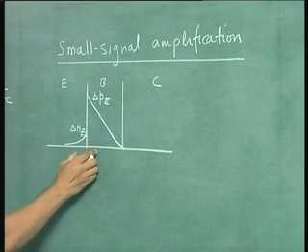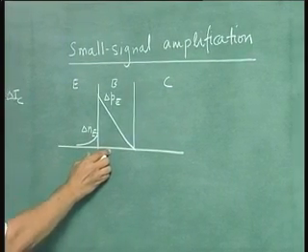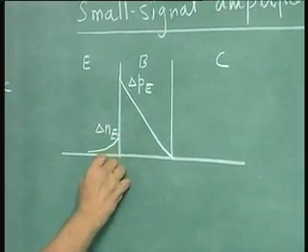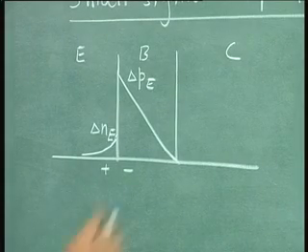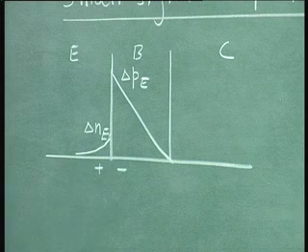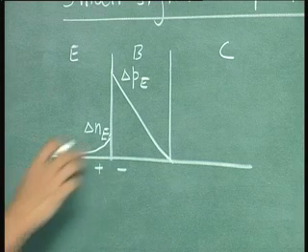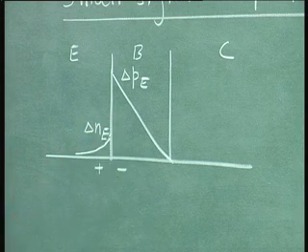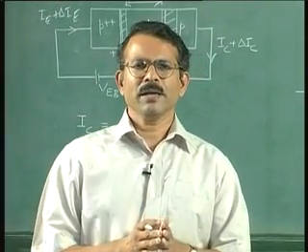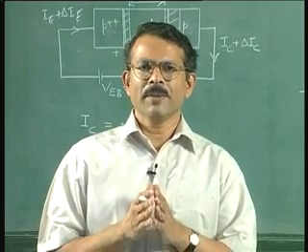So this is the minority carrier distribution, excess minority carrier distribution, when the emitter base junction is forward biased and the collector junction is zero biased. We have drawn this in the previous lecture. Using this distribution, let us explain the relation between the emitter current and the emitter base voltage.